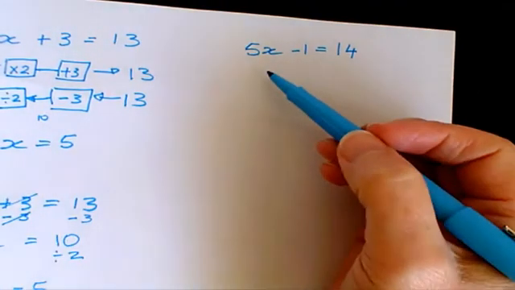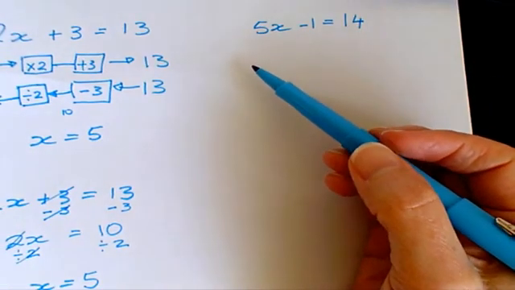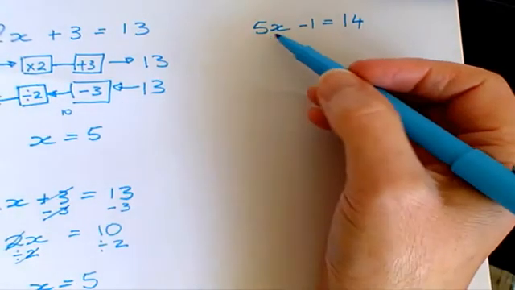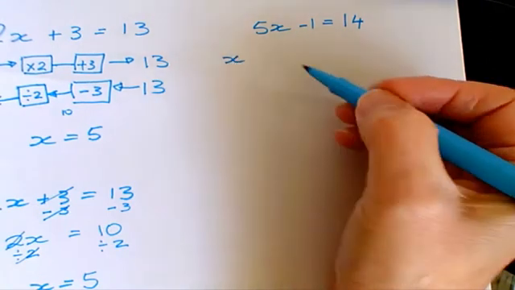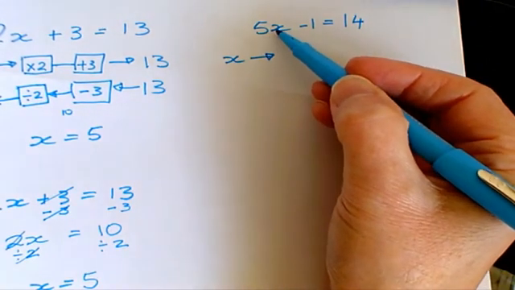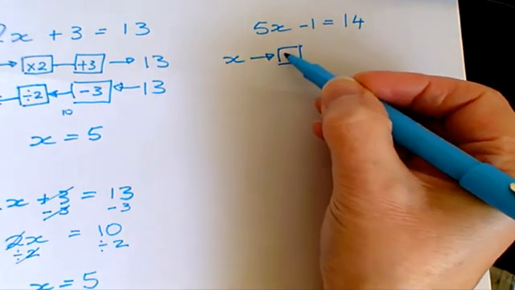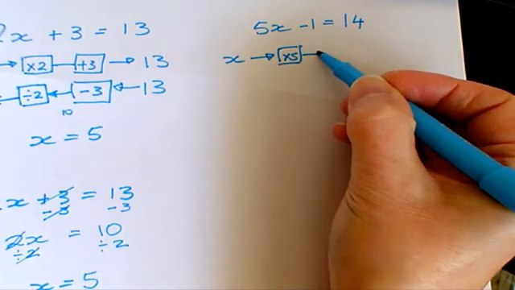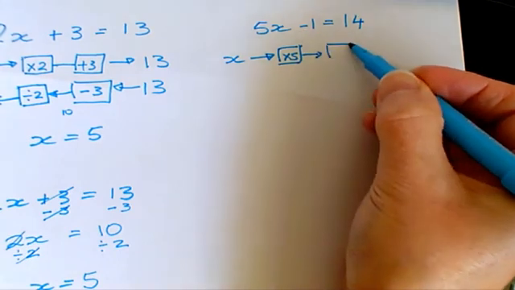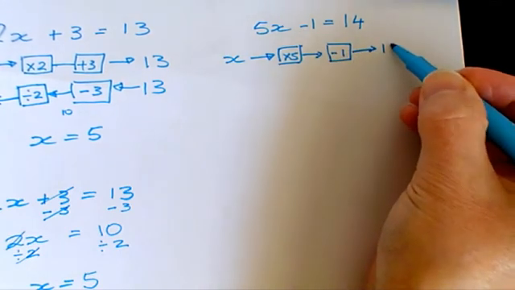This one, we're going to go over the function machine method again very quickly. So I start with x because that's what I want to find out. What's being done to x there? Well, 5 times x, so x is being multiplied by 5, and then x is having 1 taken away, so minus 1, and that gives us 14.